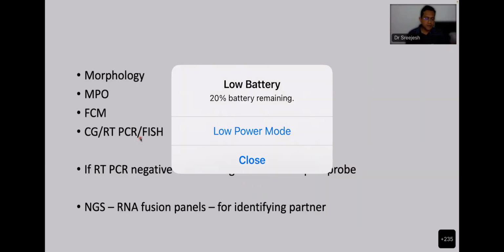Fine. So we need to take into account morphology, immunocytochemistry, flow cytometry, cytogenetics, RT-PCR, FISH. If RT-PCR is negative, you can use a FISH using RARA probe. And of course, if the patient can afford NGS testing, they should go for it to identify the actual partner, because the partner decides whether the patient is likely to respond to ATRA plus ATO therapy.